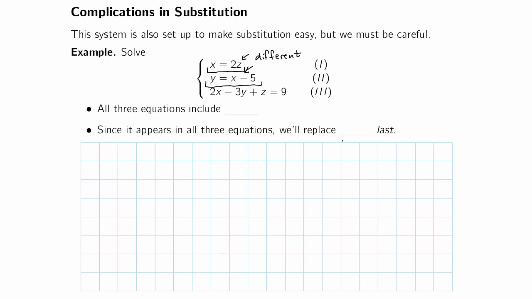Instead of that, we'll do our substitutions one at a time. To decide what order to do them in, we notice that the one variable that appears in all three equations is x. Since x appears in all three equations, we'll do the substitution where we replace x last. We'll do the substitution where we replace y first. So our first step is going to be to plug equation 2 into equation 3.